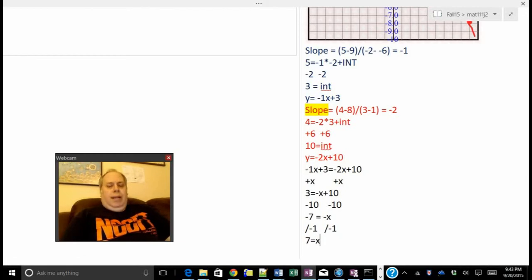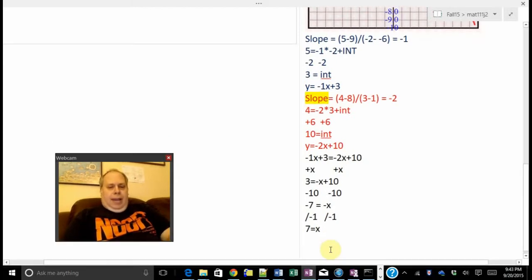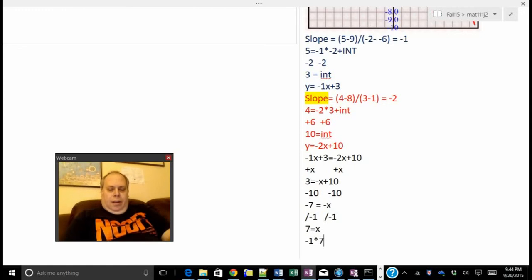But that's not a point. That's just an x value. To get the y value, I've got to sub it back in. So we take our first formula. Negative 1 times 7 plus 3. If we've done that right, it gives me a negative 4.